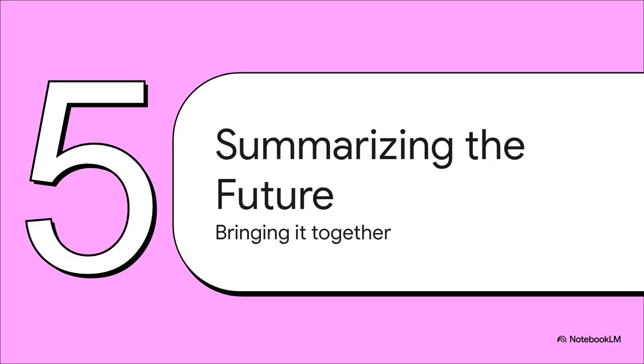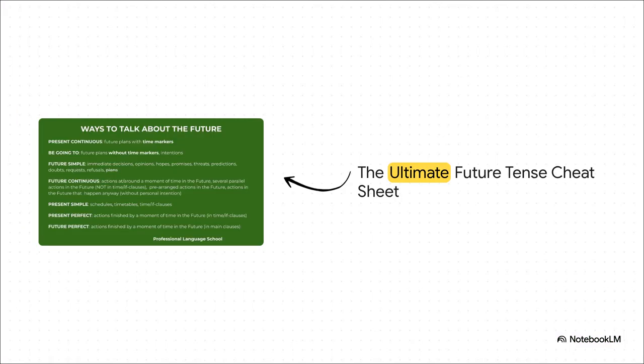Section 5. Summarizing the future. The sources provided this ultimate future tense cheat sheet, and it beautifully maps out exactly how every tense aligns with a specific speaker intention and context. You can see the present continuous is tied to time markers, be going to is tied to intentions without time markers, the future simple is for those immediate decisions and predictions, and the present simple is anchored firmly to schedules and timetables. It's like a giant puzzle, and it's not about complex math, it's just about matching the grammar to your specific reality as the speaker.